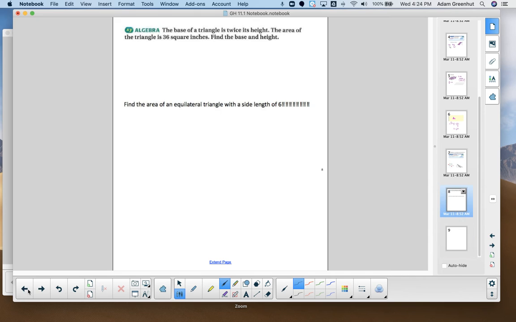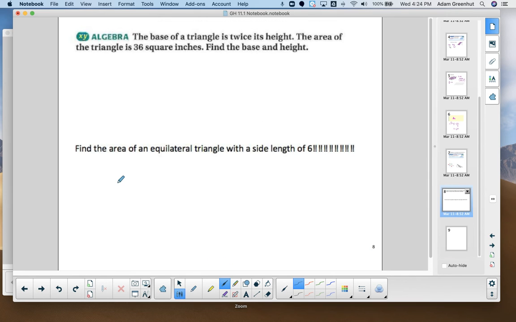And it looks like that's going to be the last slide, so let's do this. The base of a triangle is twice its height. The area is 36. Find the base and height. Well, area is base times height over 2. And if the base of the triangle is twice the height, well, I'll use h equals height. And then if the base is twice that height, I could call the base 2 times the height.